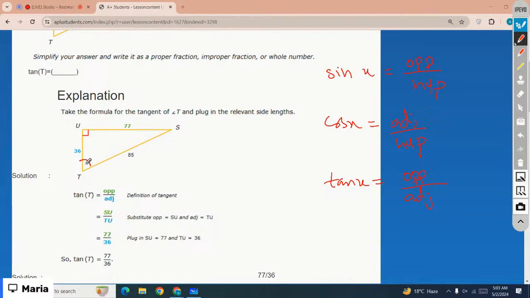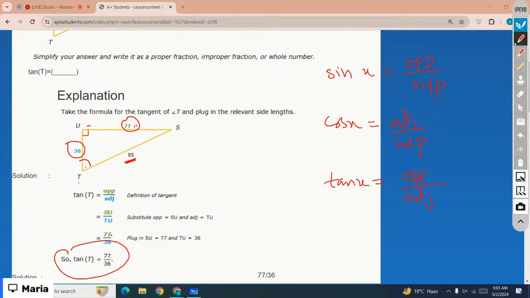So you have to understand this is angle T. Opposite to angle T is SU, that is 77, and adjacent to angle T is 36. This is the hypotenuse. So you have to find opposite and adjacent according to the angle. They are different for the different angles. According to angle S, the opposite is 36 and the adjacent is 77. So that depends on the angle. Be very careful with the opposite of angle T. That is 77 over 36. So tangent of angle T is 77 by 36.